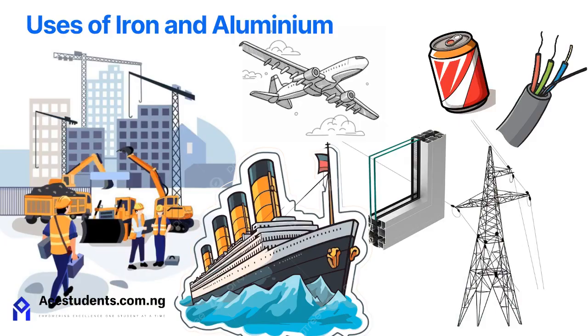Iron is strong and can be made into steel alloys, which are used for buildings, bridges, ships, and tools. Aluminium is lightweight, resistant to corrosion, and a good conductor of electricity. This makes it suitable for aircraft, drink cans, window frames, and overhead power cables. Exam tip: be ready to give 1 or 2 uses of each metal with reasons linked to their properties.